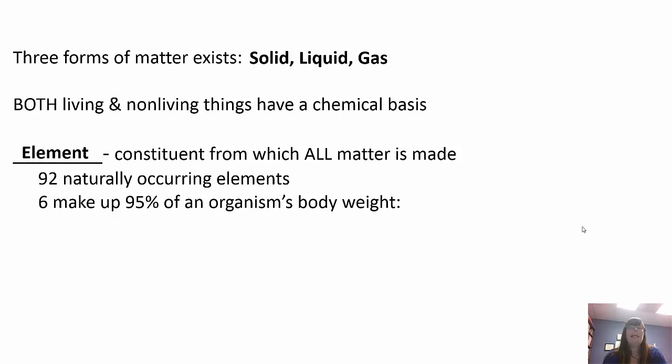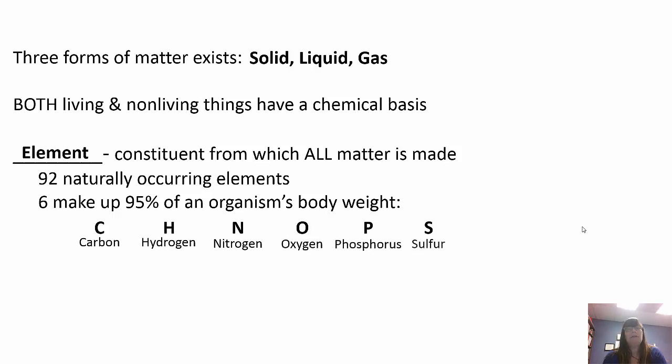6 of the elements make up 95% of an organism's body weight, and they are CHNOPS. C is for carbon, H is for hydrogen, N is for nitrogen, O is for oxygen, P is for phosphorus, and S is for sulfur. So these 6 elements make up 95% of our body weight.